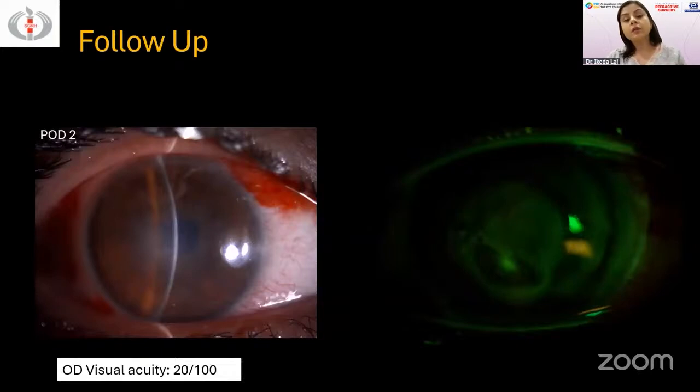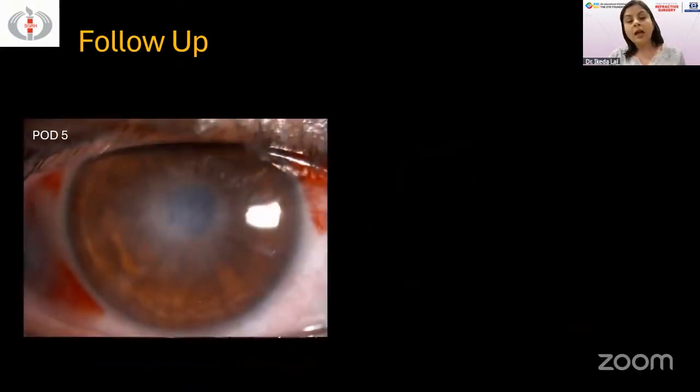This is the next day after the flap lift. We can see the inflammation has significantly come down. The visual acuity has improved from hand movements to 20/100. On staining, we could notice this irregularity in the epithelium. The epithelium was loose at some of the areas. And this is at day 5.